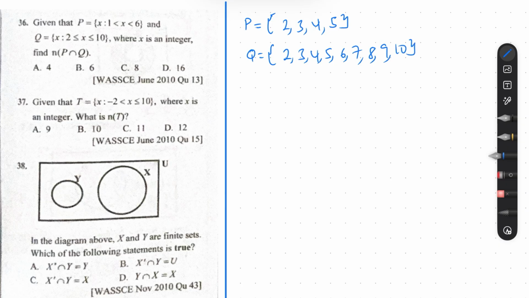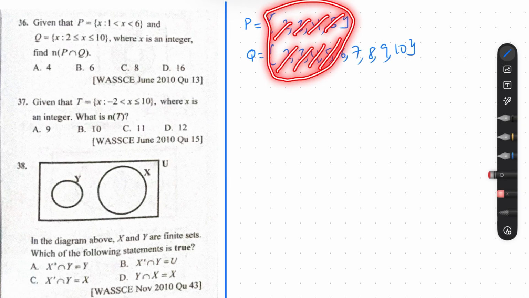So now we need to find P intersection Q, because we want to find the number of elements in P intersection Q. That means the elements that are common to P and Q. So we have 2 here, we have 2 here. We have 3 here, we have 3 here. We have 4 here, we have 4 here. We have 5 here, we have 5 here. So those are the elements that are common.